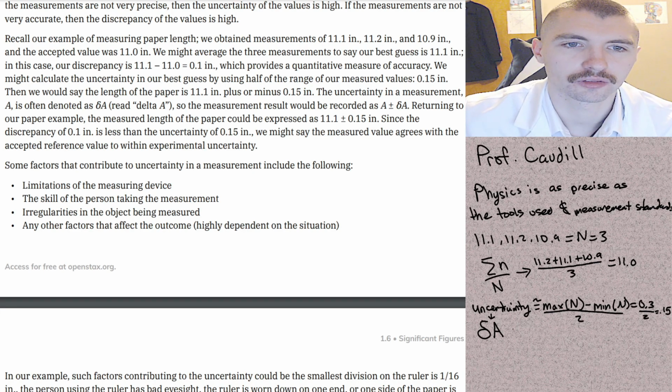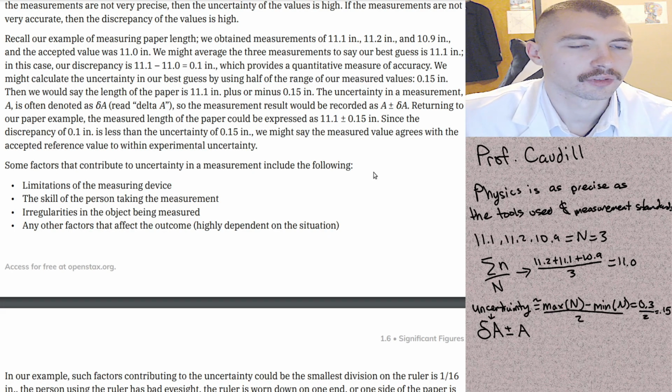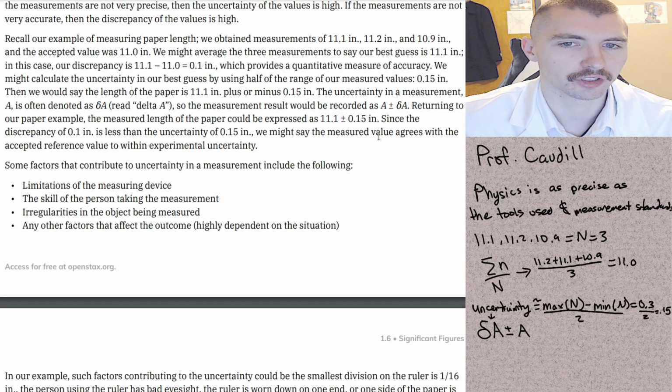So our measurement would then be A plus or minus delta A. This is how we express the measured length of the paper. Since the discrepancy of this is less than the uncertainty, I'd say our measurement agrees.